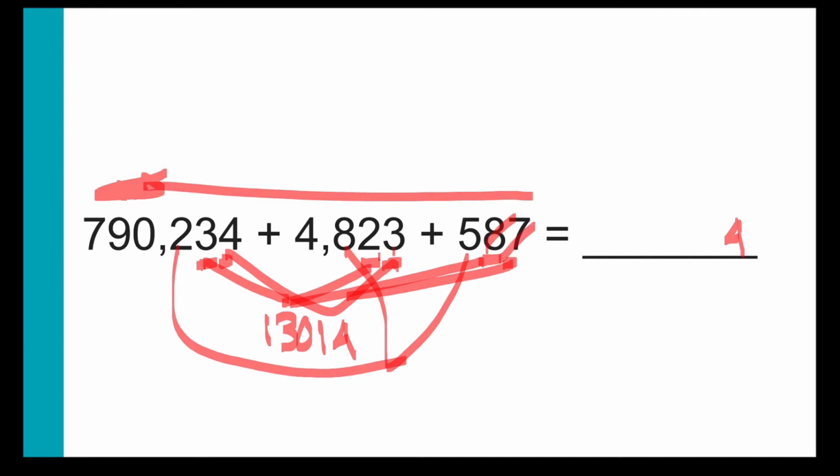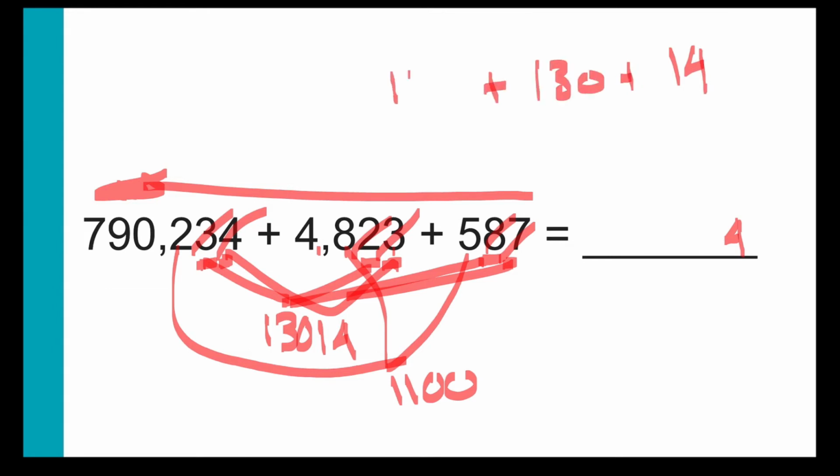5 plus 4 is 9, plus 2 is 11, but because it's hundreds, we need to add 2 zeros. So far, we have 14, 130, and 1100.